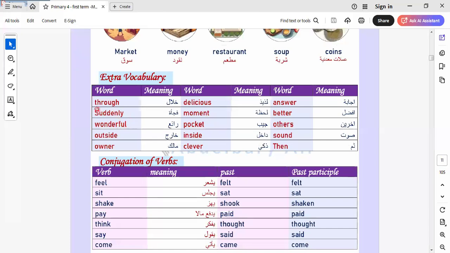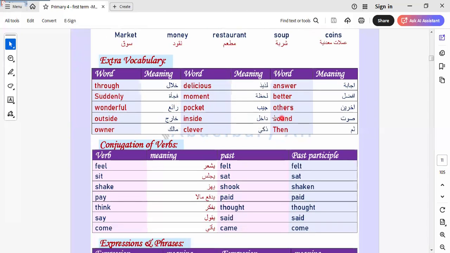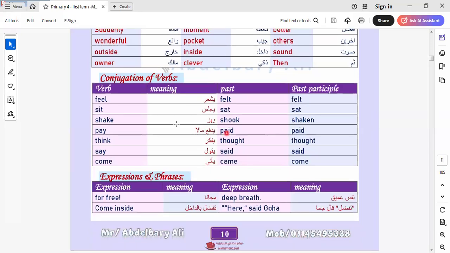Here we have through, delicious, answer, suddenly, moment, Peter. The words are translated in Arabic in this booklet, so I can't translate them here. I will leave you the booklet below the video to download it and study the words in English and Arabic. Here is suddenly, moment, Peter, wonderful, bucket, others, outside, inside. Outside and inside are opposite words. Sound, owner, clever, and done.